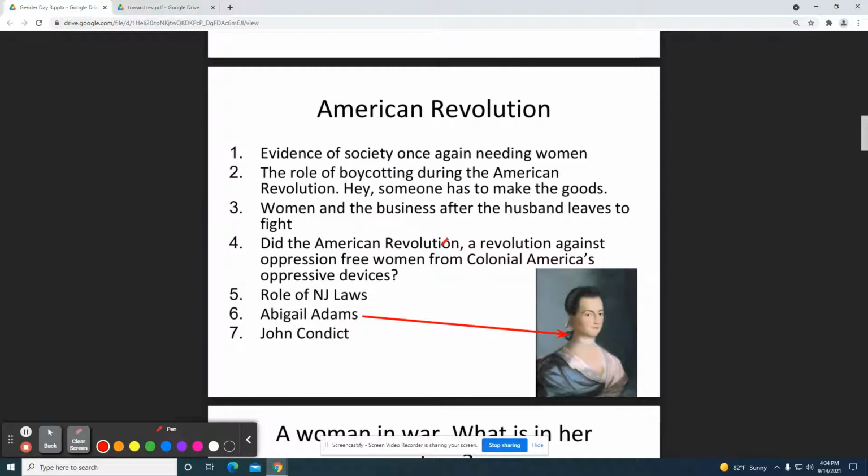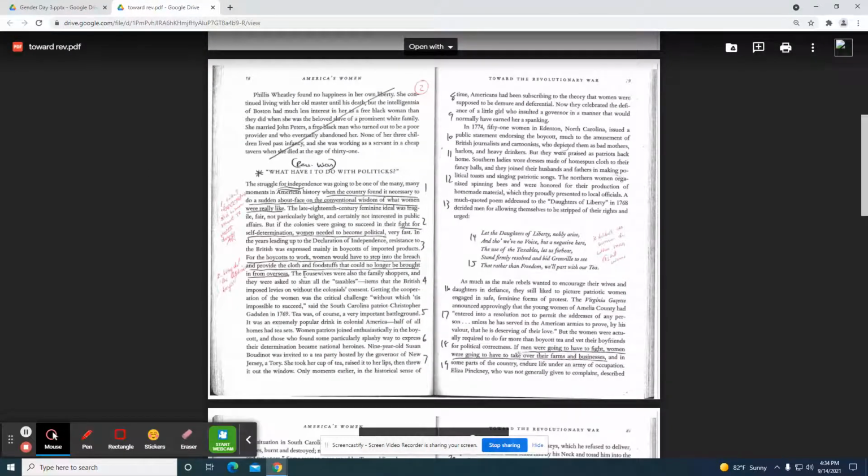The American Revolution, a revolution against oppression: did it free women from colonial America's oppressive devices, something like coverture or divorce laws? The answer would be no. And then we'll look at these 3 items in the reading to get a sense of what happened at the end of the American Revolution.